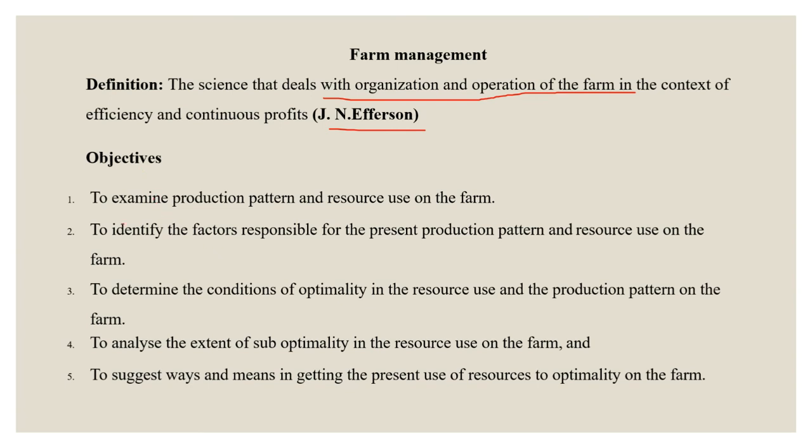We have to observe the objectives of farm management. Objectives: first, to examine the production pattern and resource use. Production pattern is related to the output side, and resource use is related to the input side. Second, to identify the factors responsible for the present production pattern and resource use.